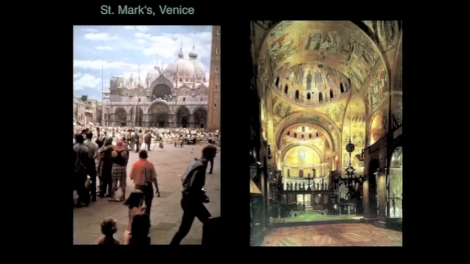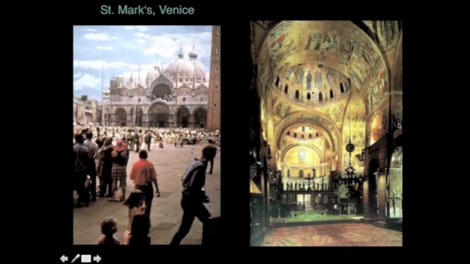Even the idea of the material surface of the interior that we saw way back in Ravenna and Constantinople, in buildings like San Vitale in Ravenna or Hagia Sophia in Constantinople, Istanbul, we see here in St.